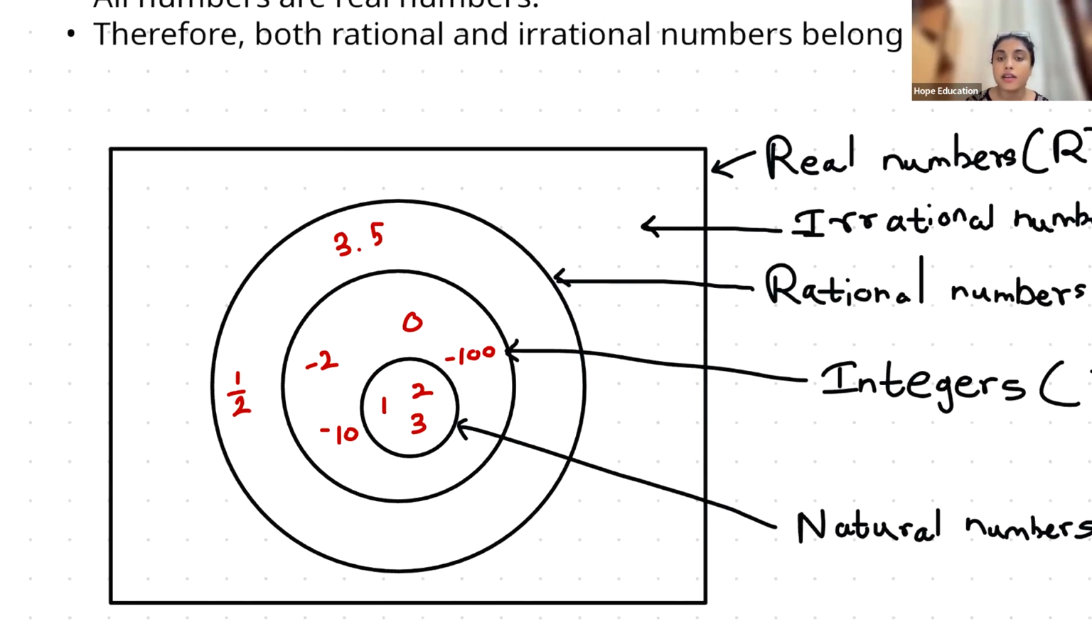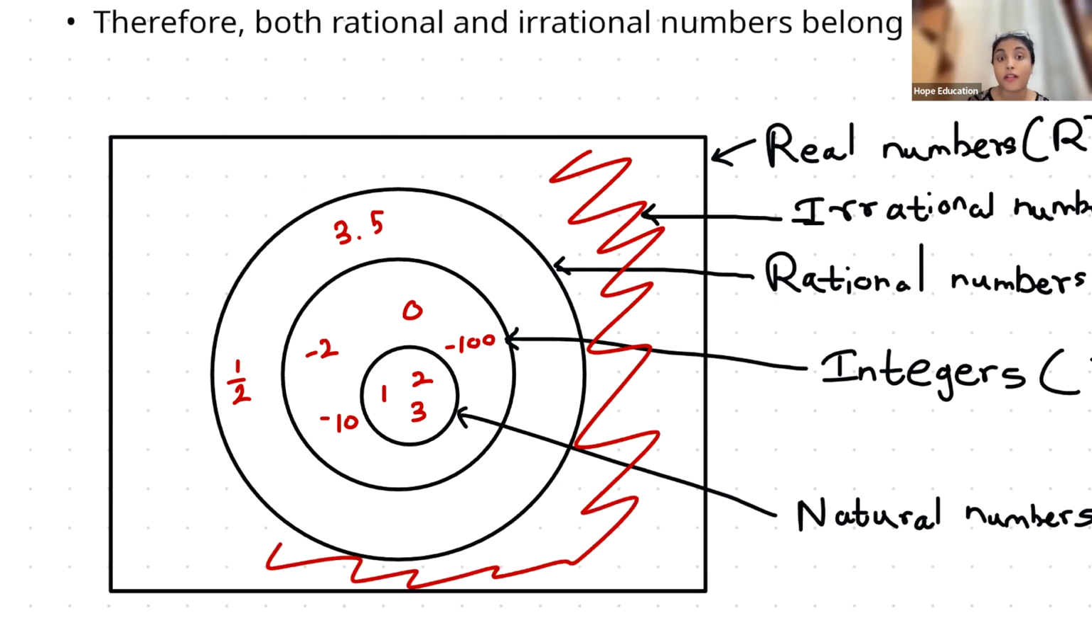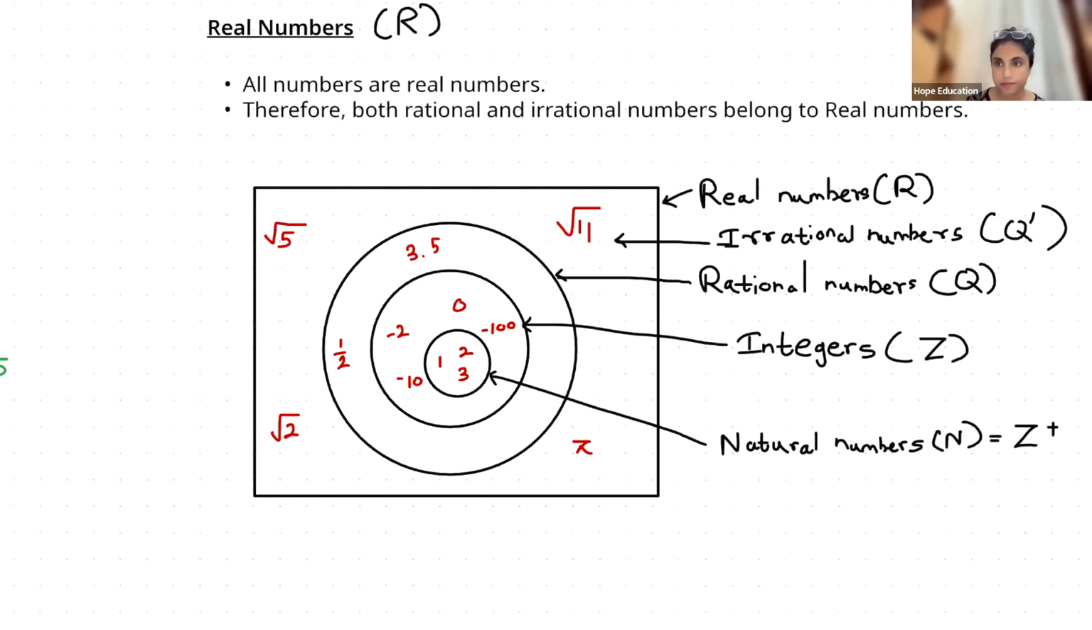Then there are others that are real numbers but are not rational numbers. We call them irrational numbers. Example, √5, √2, pi, √11. These are some examples. Did you all understand this Venn diagram? Give me a thumbs up if you understood.